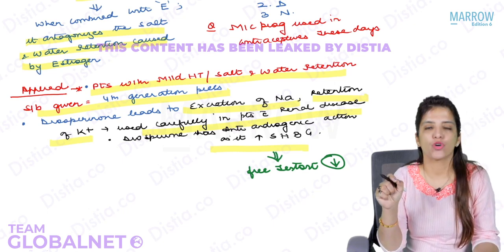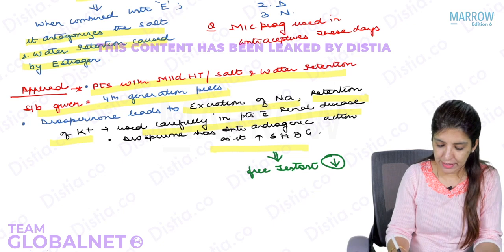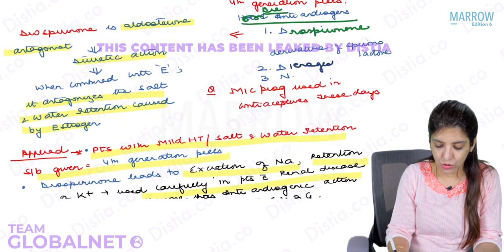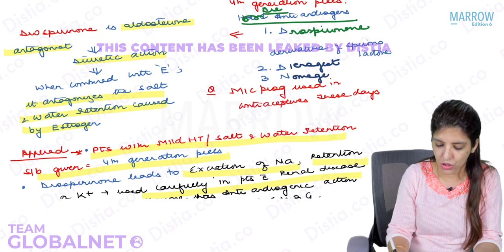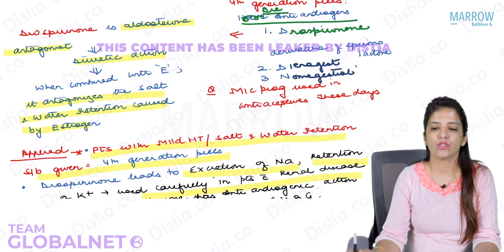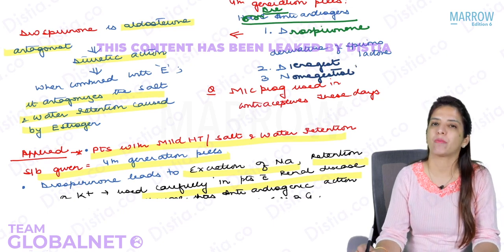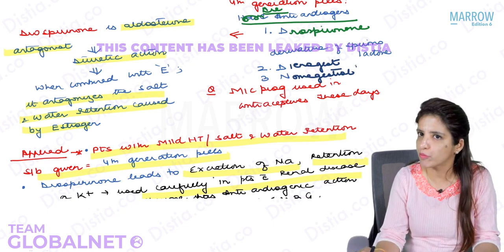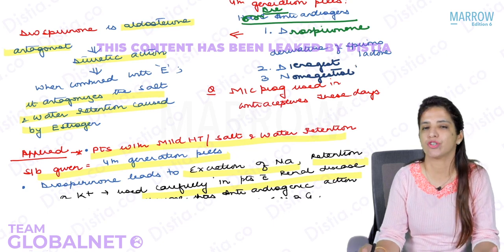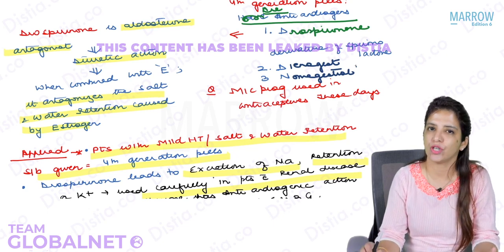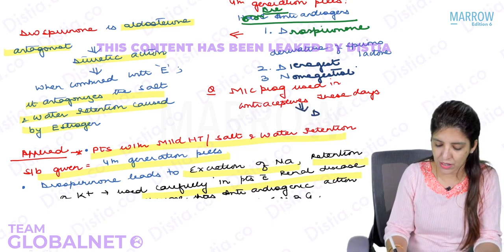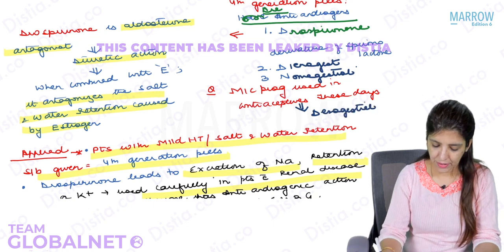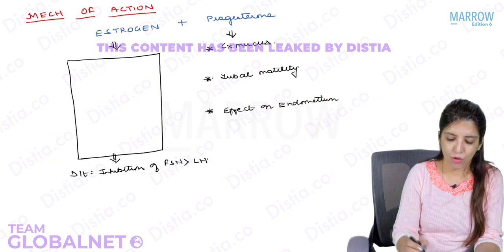So, apart from drospirenone, a fourth generation pill can have Dienogest. Dienogest is also a fourth generation progesterone, or it can be Nomegestrol. Right? So Nomegestrol, Dienogest, drospirenone, all of these are fourth generation progesterones, and pills which have fourth generation progesterones are called fourth generation pills. Now, as I told you, the most common progesterone used in contraceptives these days is desogestrel. Clear? Okay.